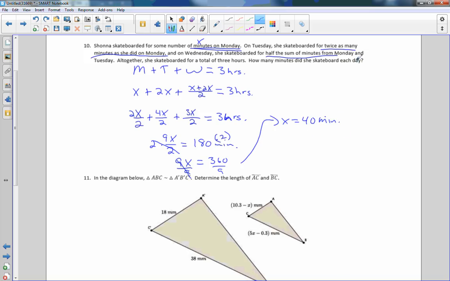Okay, how many minutes does she skateboard each day? This is Monday, 40 minutes. Tuesday was 2 times that, which is 80 minutes. And Wednesday was half of their total. Well, 80 plus 40 is 120, and half of 120 is 60 minutes or an hour. And that is the answer.